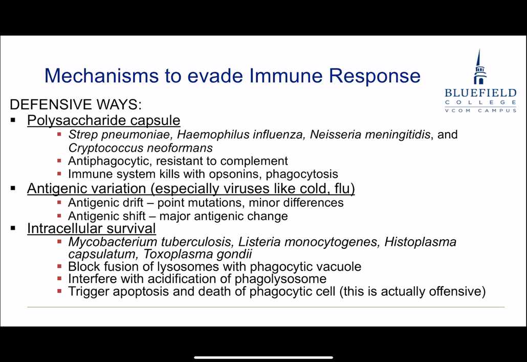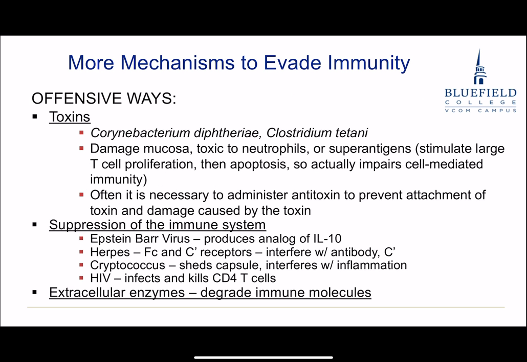Then there are some offensive ways that pathogens can affect the immune system. They can produce toxins, they can suppress the immune system, and they can make enzymes that degrade immune molecules. So they can do defensive as well as offensive things to try to fight the immune system. But with everything else working well, if the patient is otherwise healthy, with good nutrition, good rest, and low stress, then the immune system is going to win out every time.